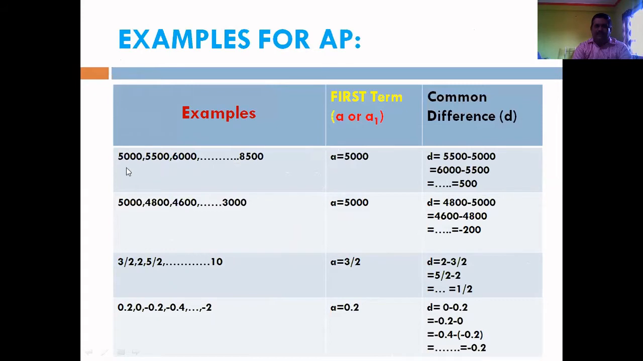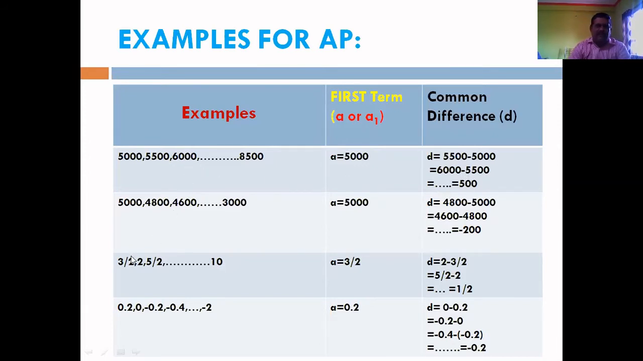The first example is 5,000, 5,500, 6,000 up to 8,500. Here the first term can be denoted by small letter a or small letter a1, which is 5,000 here. And the common difference can be calculated by subtracting the first term from the second term, or the second term from the third term, like that. So the common difference in this progression is 500.